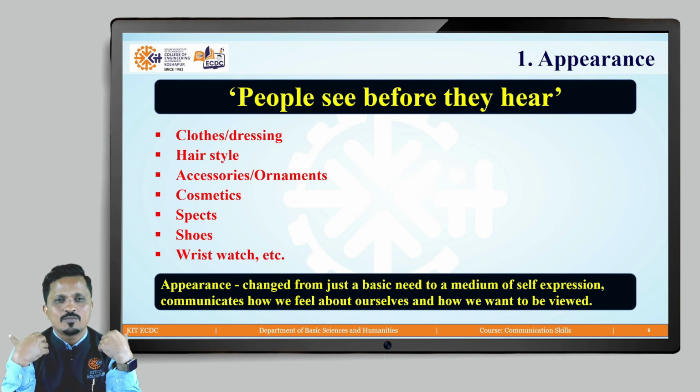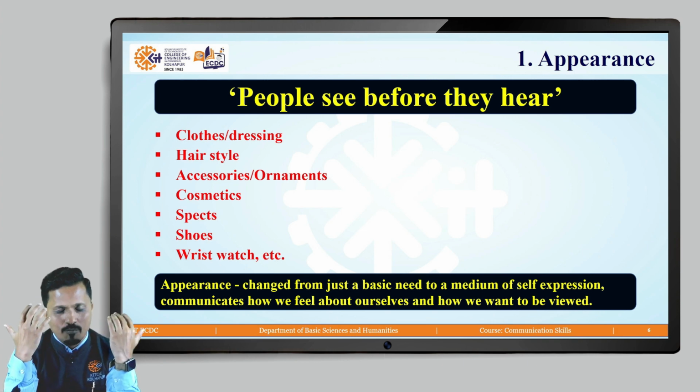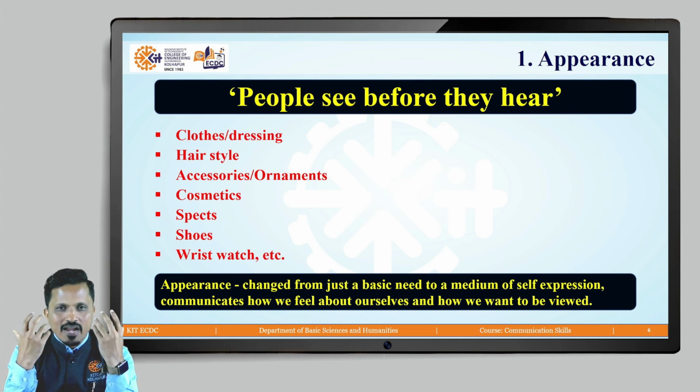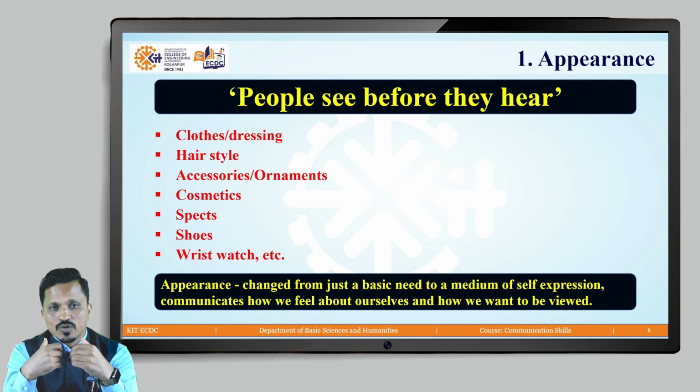Why do I put on this particular quote, why do I comb my hair so properly, why do I put on the smartwatch? Because I want you to look at me from that perspective, as a well-mannered person. That's why I take care of all my appearance. So it has become a medium of self-expression, communicating how we feel about ourselves as well as how I want you to look at me, how I want myself to be viewed by society. That's why appearance plays a greater role.